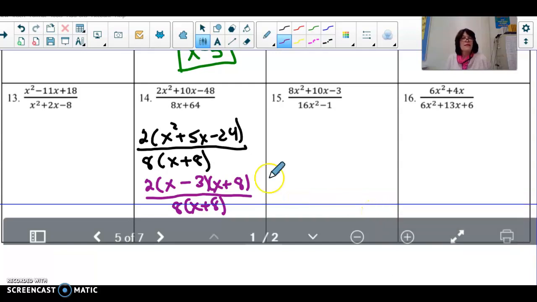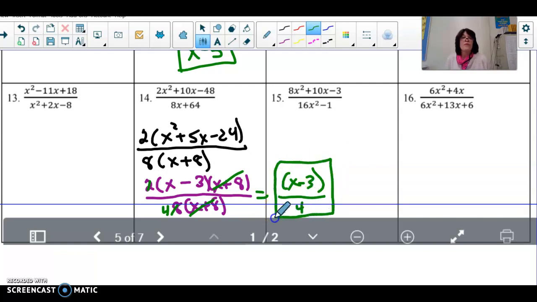So what do we have next here? What can cancel, gang? An entire x plus 8 over x plus 8. And 2 over 8 is what? 1/4, right? 2 goes into 2 once. 2 goes into 8 4 times. So I end up with just an x minus 3 on top. And on the bottom, I have a 4. That's it. X minus 3 over 4 is what this reduces to.